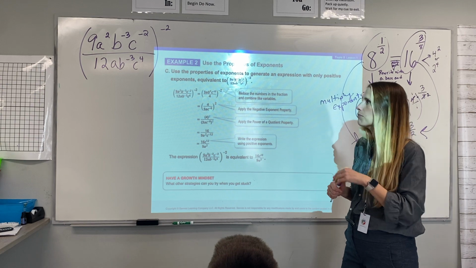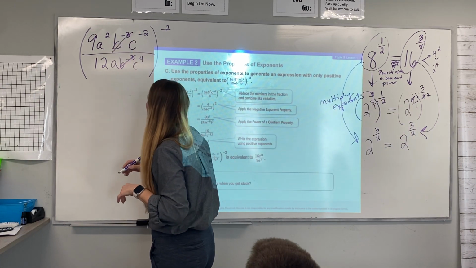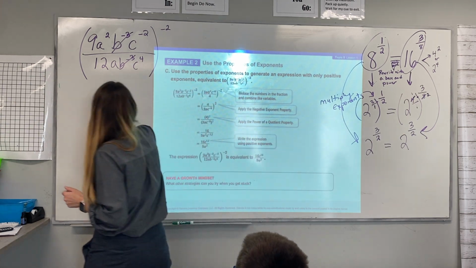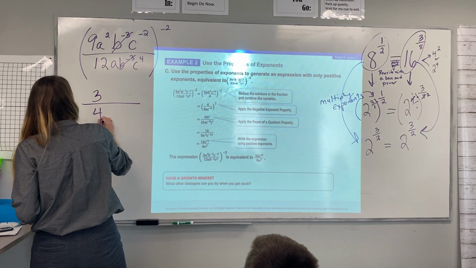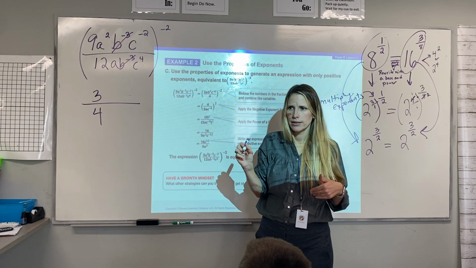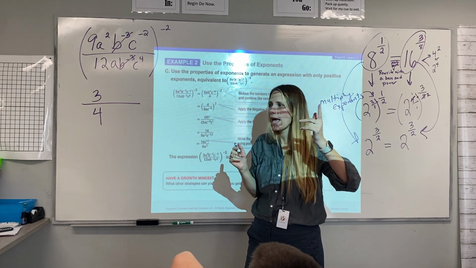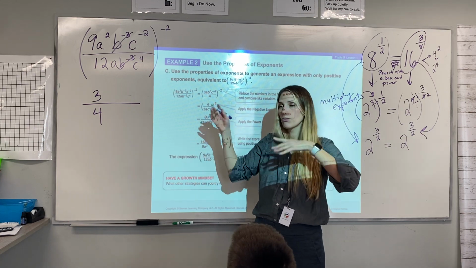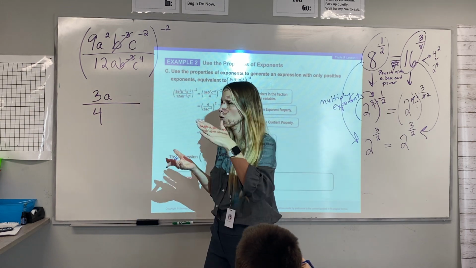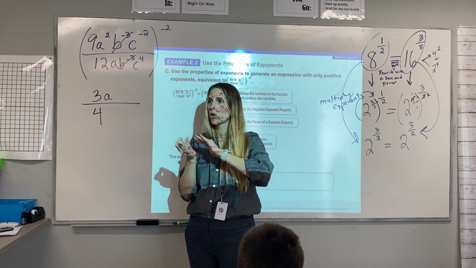Yeah, the b. Those are gonna get eliminated because that's the same thing, so that equals 1. And then we have 9 over 12, we can just reduce that fraction, so that would be 3 over 4. And then a squared over a would be what? What do we do when we're dividing? It would just be a, because 2 minus 1 is 1. a to the 1 is a. So that would sit up top in the numerator. Remember, when we are dividing our bases, the result goes in the numerator.